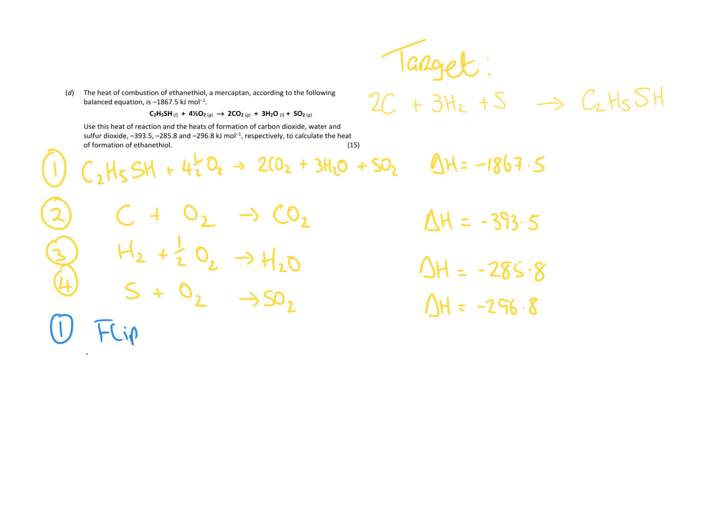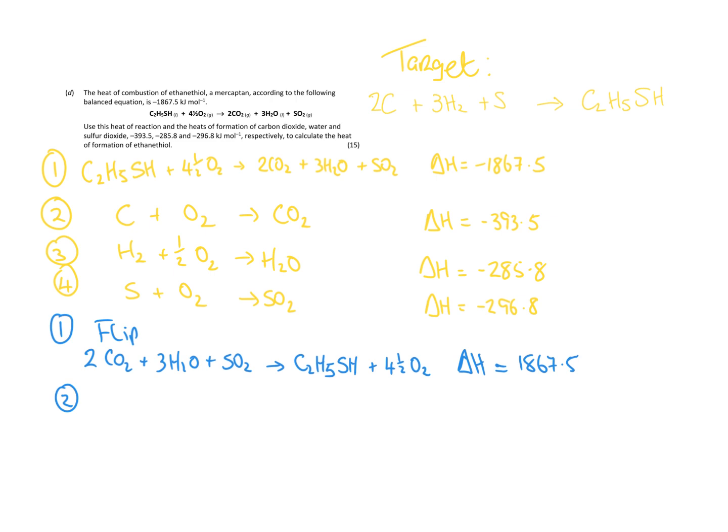So what I'm going to get is 2CO2 plus 3H2O plus SO2 goes to your ethane thiol, which is C2H5SH plus 4.5 O2, and that gives me a delta H. You have to remember, if you flip an equation, you change the sign of your heat, so that's going to give me my heat value of 1867.5.